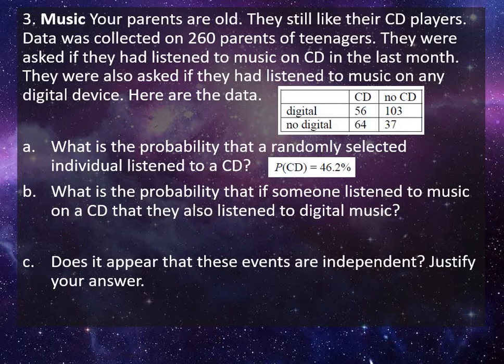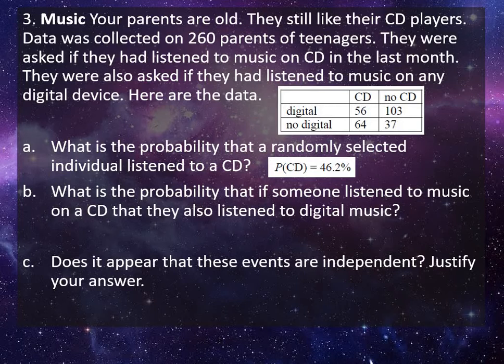Okay? Now, when we're looking at B, it says what's the probability someone listened to music on a CD that also listened to digital music? Is this an and, an or, or a given problem? This is a given problem. So don't really say the word and. They say what is given. They listened to music on a CD. If someone listened, whatever follows the if, that is your given.